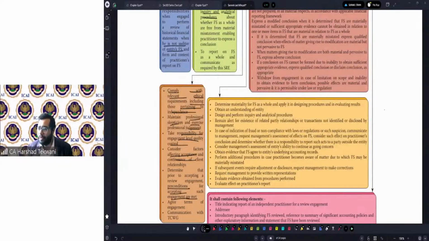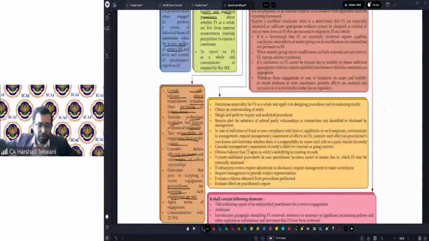What could be the preconditions, guys? We have already seen preconditions in SA 210. Simple: the acceptability of the financial reporting framework, and the agreement of management that they understand their responsibility for the preparation and presentation of financial statements, including internal control, and for providing all the information to the practitioner for the purpose of review. Those are the same preconditions that we have in SA 210, and all of them are required to be satisfied here also.